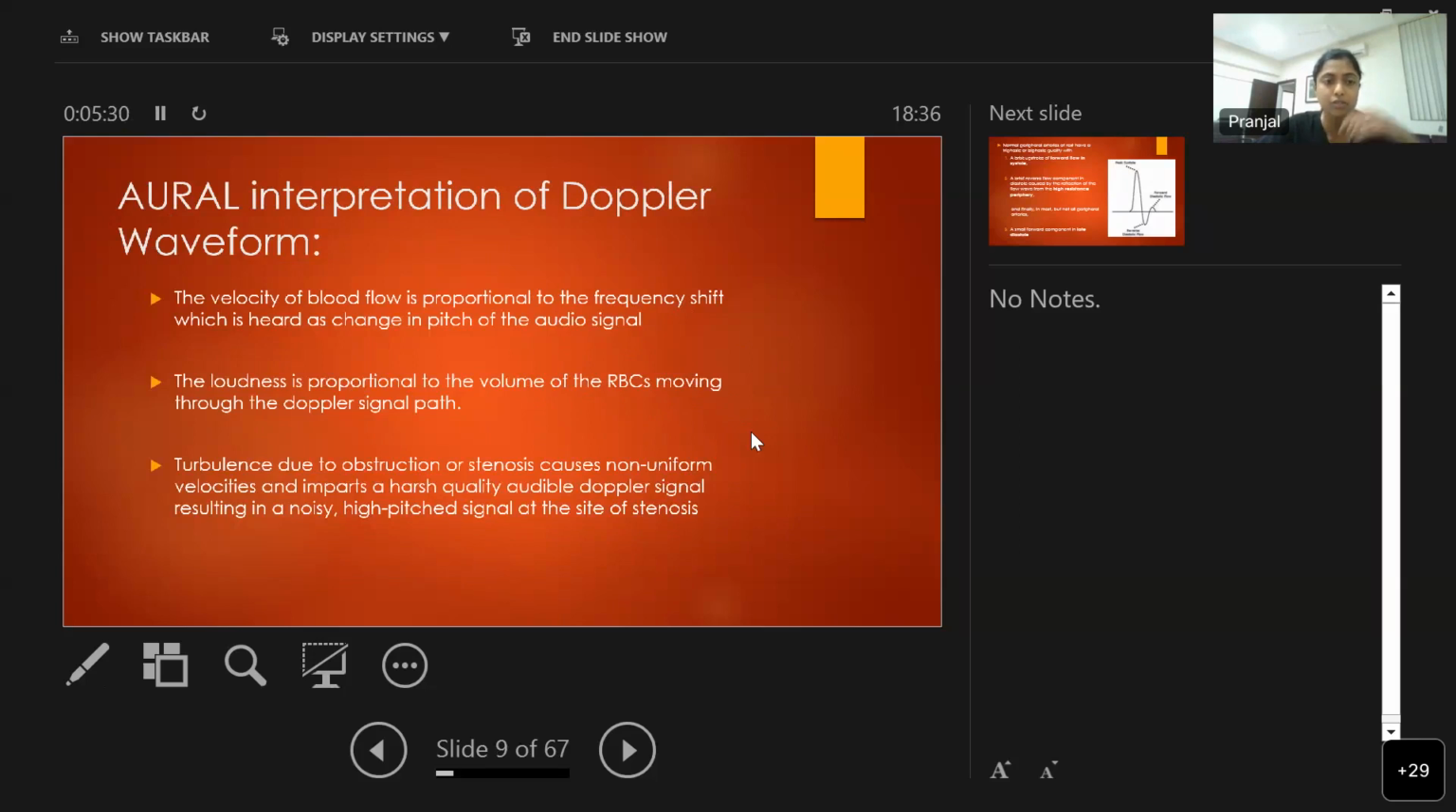The loudness is proportional to the volume of the RBCs moving through the Doppler signal path, and turbulence due to obstruction or stenosis causes non-uniform velocities and imparts a harsh quality to the audible Doppler signal, resulting in a noisy, high-pitched signal at the site of the stenosis.